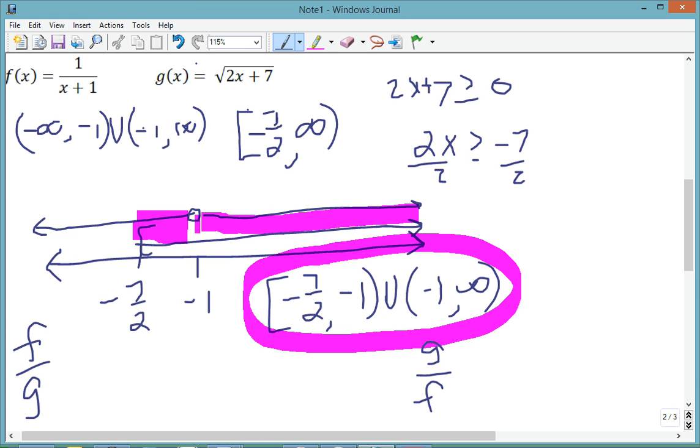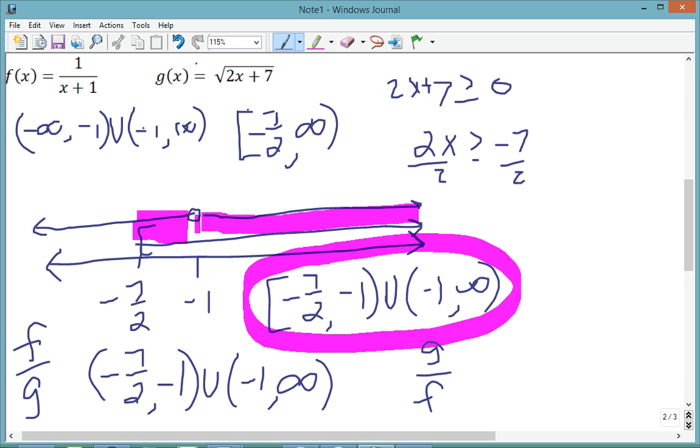So when we do f divided by g, we have to make sure that g isn't 0, because we're dividing by it, right? So we already solved this greater than or equal to 0, so all we really need to do is make this not an equal to. It can't actually equal it. So that would mean that we would not include -7/2. Okay, everything else would be the same.